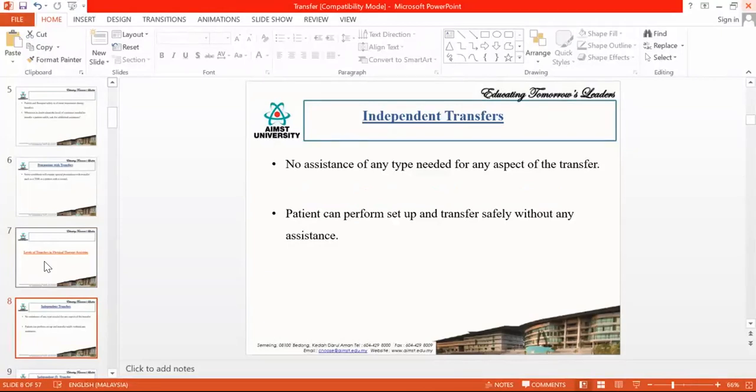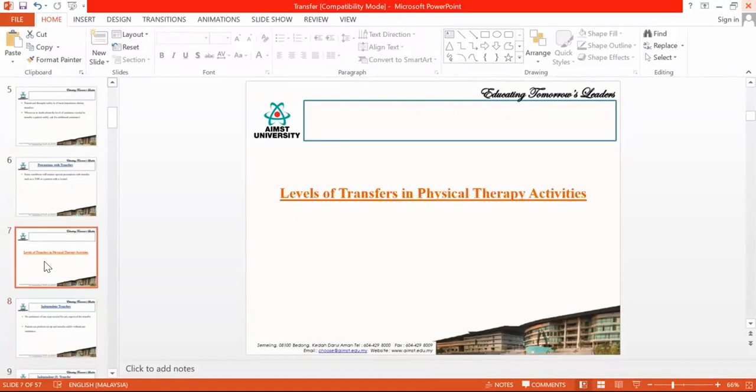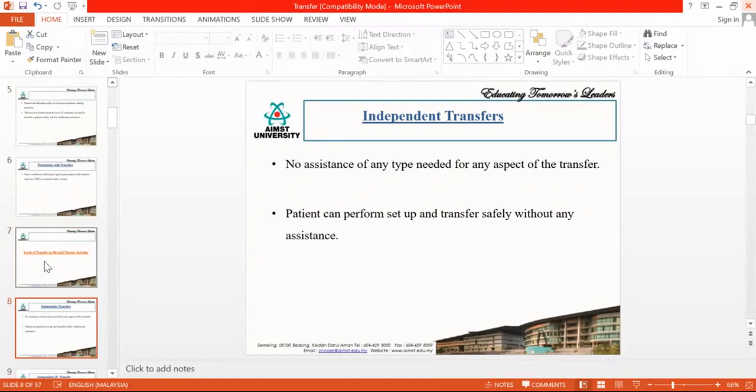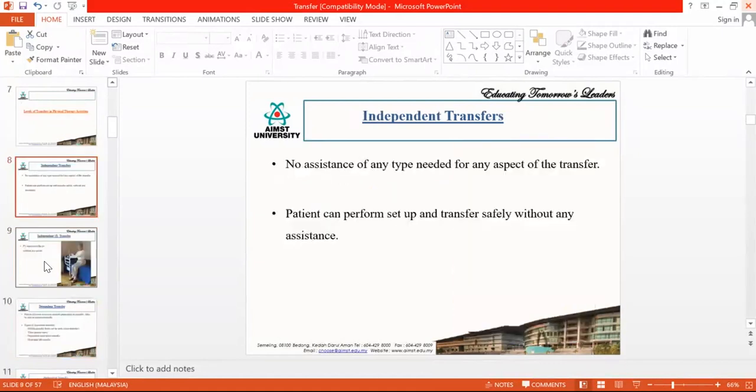We have two types of transfer. One is independent transfer, another one is dependent transfer. So according to the level of transfer, we have two types. Independent transfer means the person can get transferred by themselves without any assistance. Okay, so this is called independent transfer. The person can get up from the bed and move to a particular chair or particular area without any assistance. That is called independent transfer.